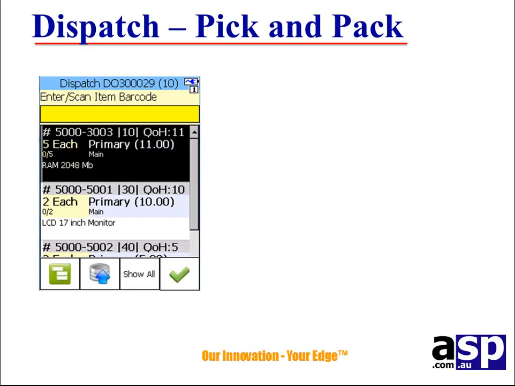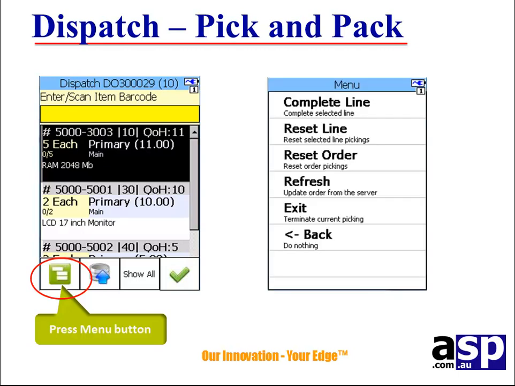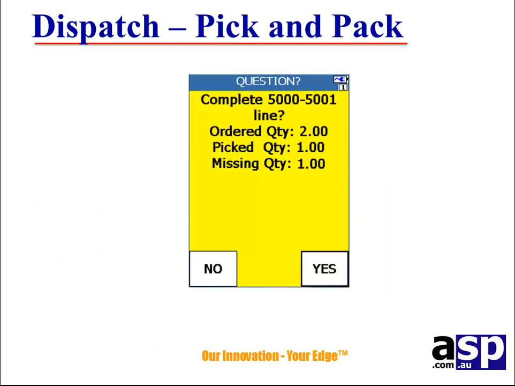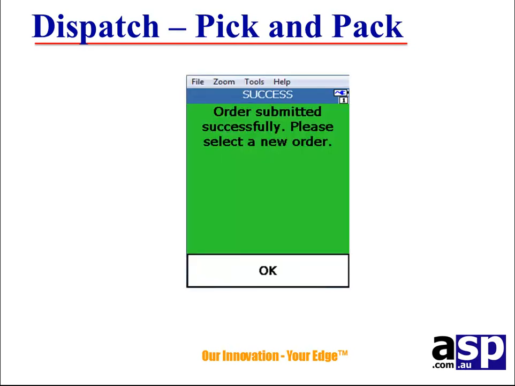The menu button gives you the option of what actions can be taken at this stage of the picking process. If you picked quantity 1 of line item 5000-5001 and chose the option of completing the line, ASPluris is validating and alerting the picker that they are trying to complete a line without fully picking it. If accepted by tapping on the Yes button, the line is submitted to the system as completed, but with the lesser quantity only.